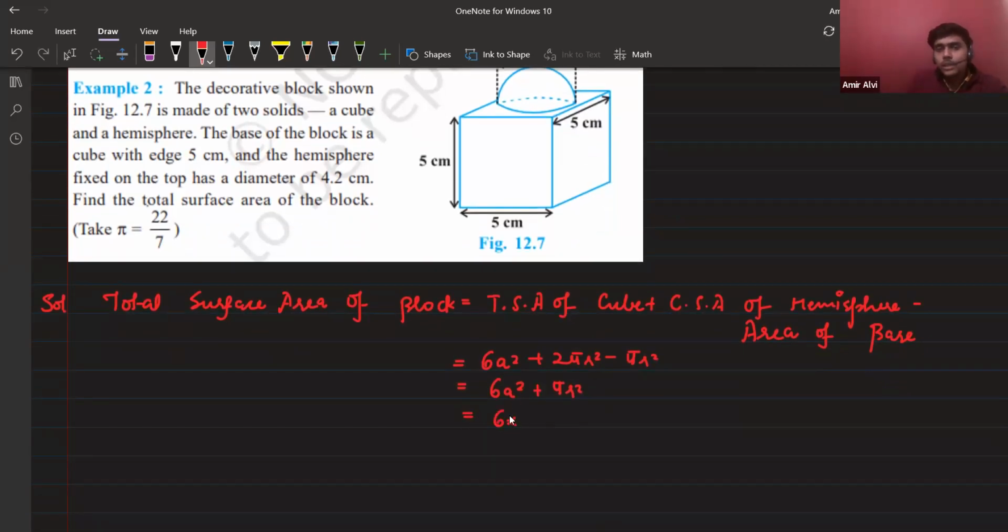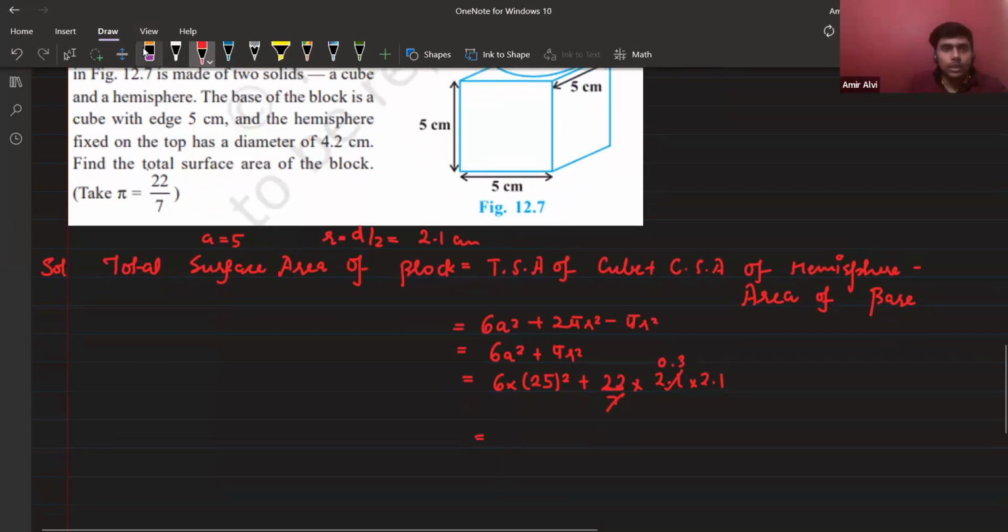A equals 5. The value of pi is already there. So a is 5, and the diameter is given as 4.2, so the radius is d by 2, which is 2.1 centimeter. Clear? Yes, sir. 2.1 into 2.1: this 7 will cancel 2.1 by 0.3 times. Sorry, this is equal to 5, not 25.